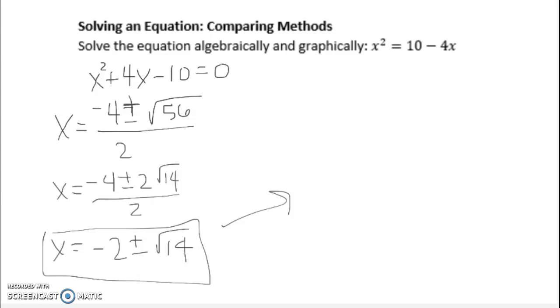And I'm just typing this into my calculator. Negative 2 plus the square root of 14 is 1.742. Negative 2 minus the square root of 14 is negative 5.742. We are then going to compare this to what we get on our calculator. So on your graphing calculator, go ahead and graph that equation, the x squared plus 4x minus 10. Make sure that your stat plot's turned off if you have it on still, and just go to your standard viewing window is fine.